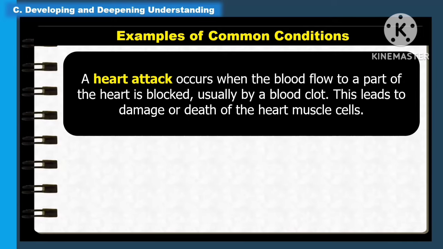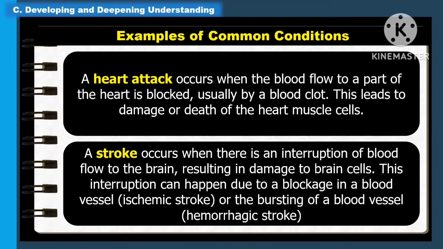Another example of common condition is the heart attack. It occurs when the blood flow to part of the heart is blocked, usually by a blood clot, and this leads to the damage or death of the heart muscle cells. Another one is the stroke. It occurs when there is an interruption of blood flow to the brain, resulting in damage to the brain cells. This interruption can happen due to a blockage in the blood vessels or the bursting of the blood vessels.